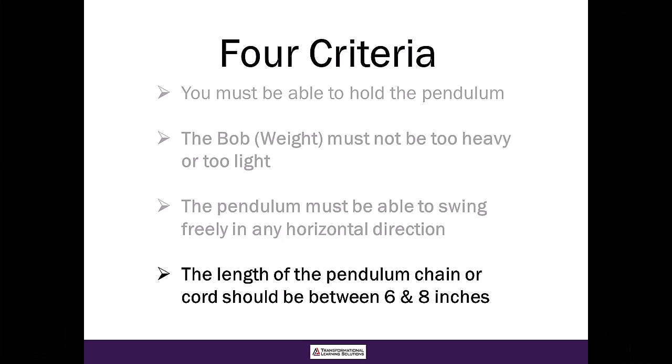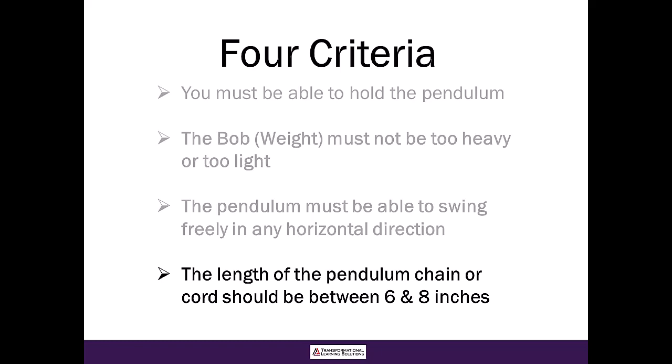The last criteria is the length of the pendulum. The pendulum is used as an amplifying device. A small movement at the top of any pendulum produces a correspondingly larger movement at the bottom of the pendulum. So we don't want a really short pendulum because it doesn't amplify the movement enough.